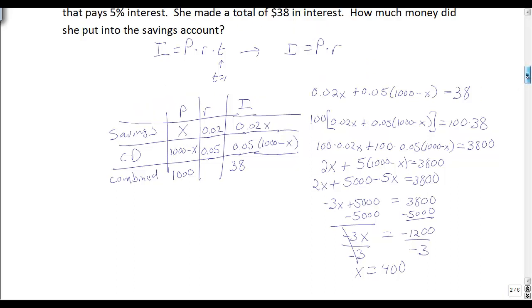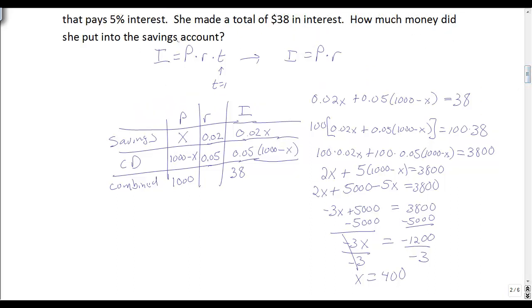But let's see what was actually asked. How much money did she put in the savings account? So I'm going to make sure that's x. So my answer is there's $400 in the savings account.